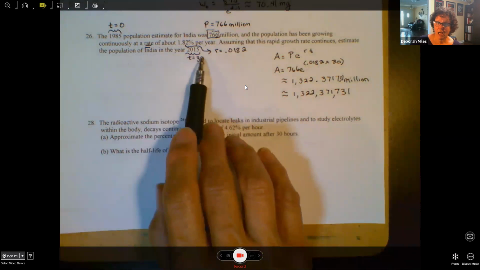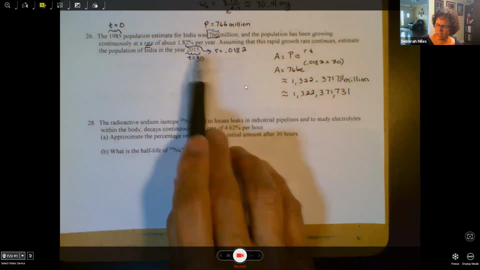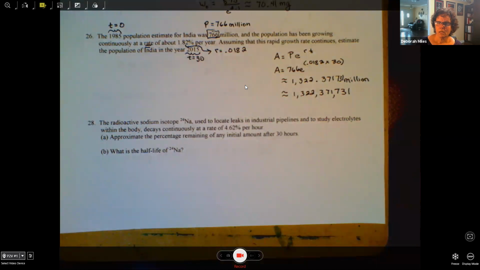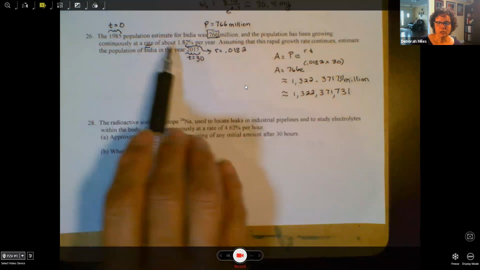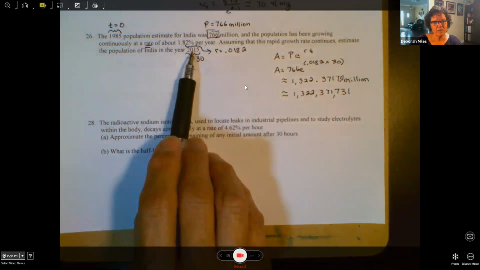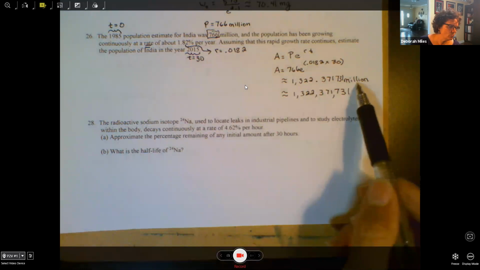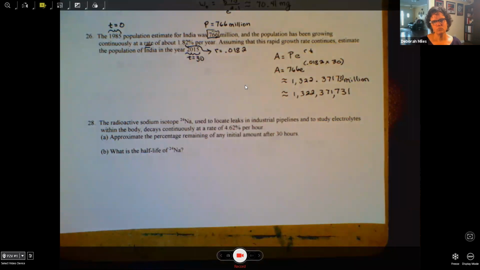If we had plenty of time, since 2015 was 5 years ago, we could actually Google the population of India in 2015 and see how close that is. If the directions had said how many million people will be in India in the year 2015, I could have just left it 1,322 with the word million after it. All right, one last problem.